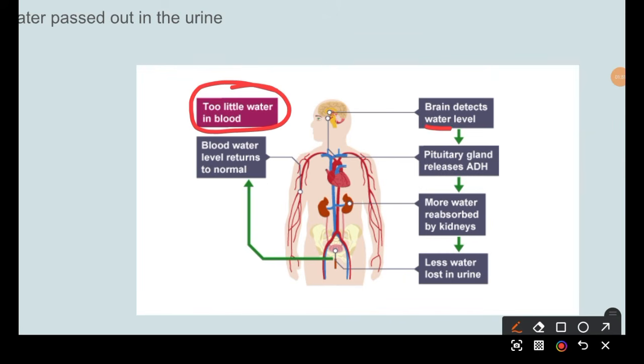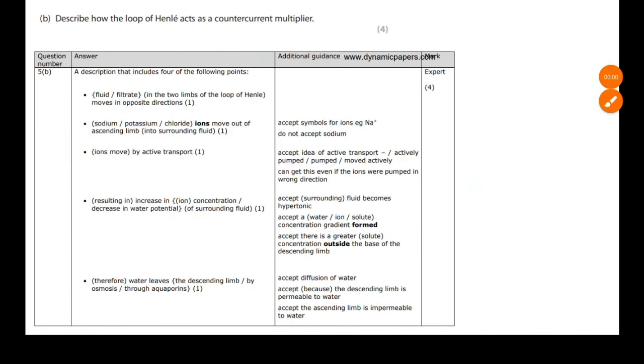First, the brain detects the water level, and then the pituitary gland releases the ADH. More water is reabsorbed by the kidneys, or this is from a lower level. This is for IGCSE, so you're probably not supposed to memorize these little details, but you have to know that more water is reabsorbed because the collecting duct is more permeable to water, so less water is lost in the urine, and then the water levels return to normal.